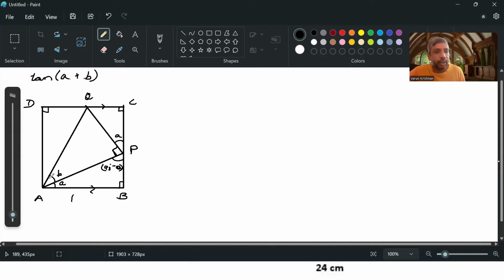Next, because this angle is a plus b and CD and AB are parallel to each other, this angle will be a plus b as well because alternate angles are equal. Angle DQA will be equal to angle QAB. So these angle values I know.